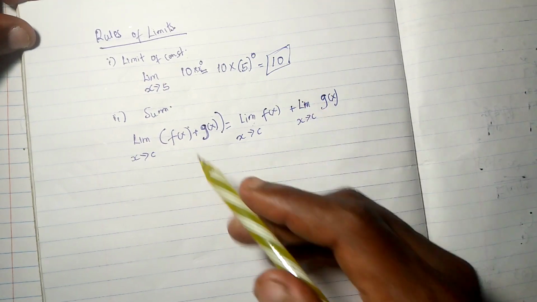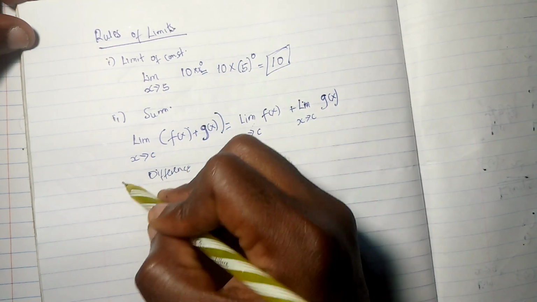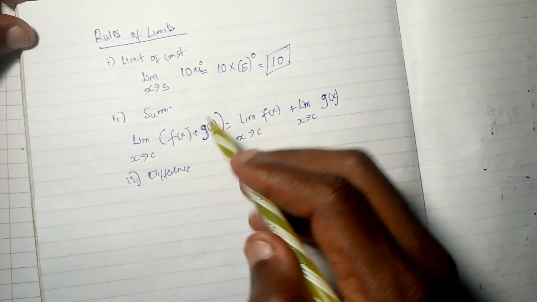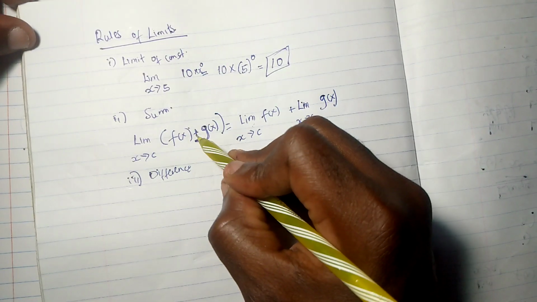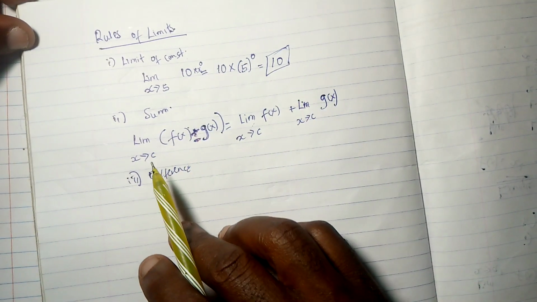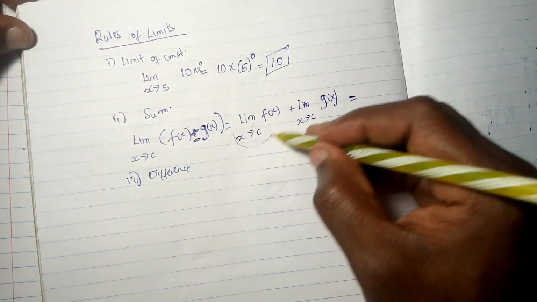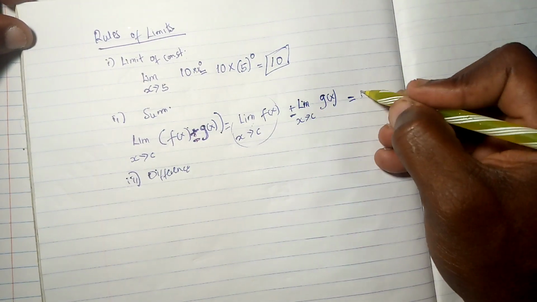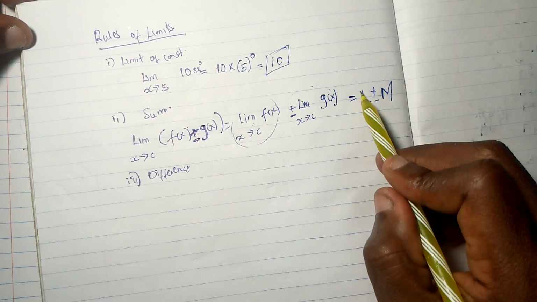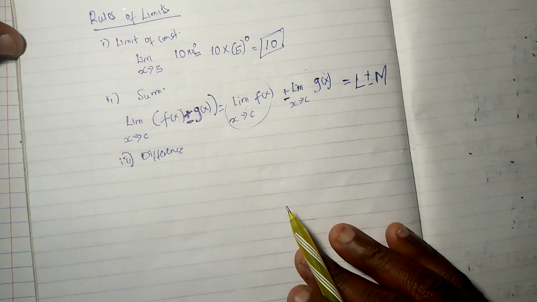For the difference, or the subtraction, it is still the same thing, but now you're just going to put a negative sign. So I can write plus or minus because this equation still holds. In this case, if this limit is L, and this one gives us M, it will be L plus or minus M. I will give an example to demonstrate this later.